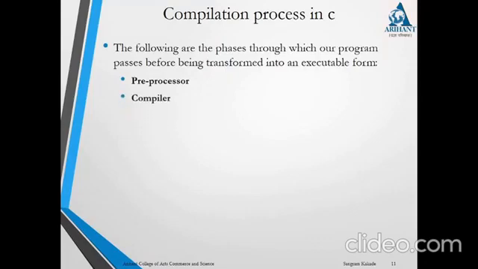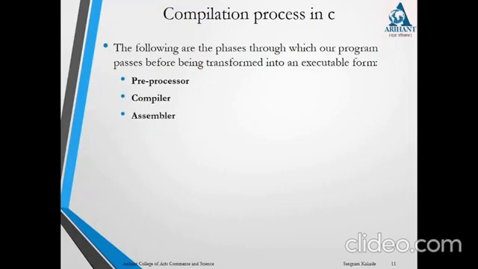Next is the compiler. The code which is expanded by the preprocessor is passed to the compiler. Later, the compiler converts this preprocessed code into assembly code. So it takes input from the preprocessor and gives the output in the form of assembly code.